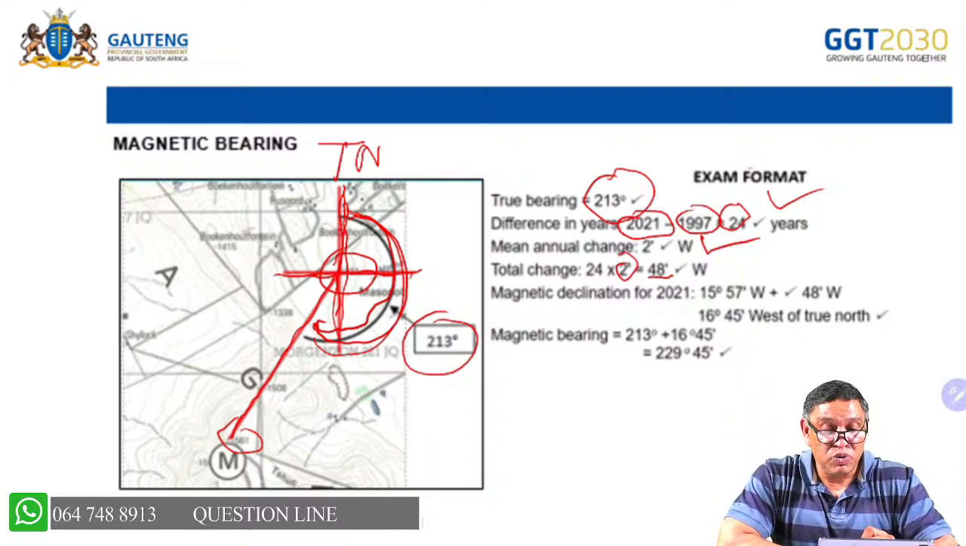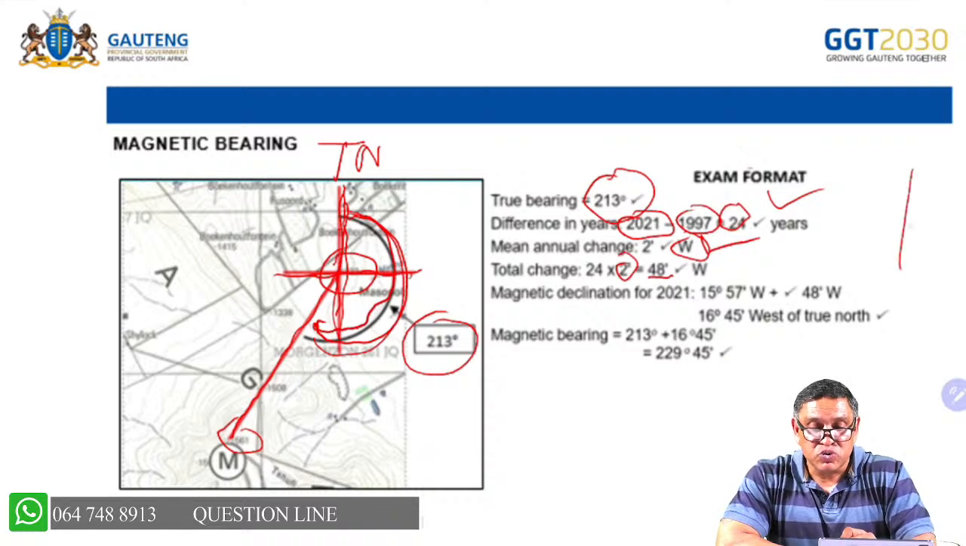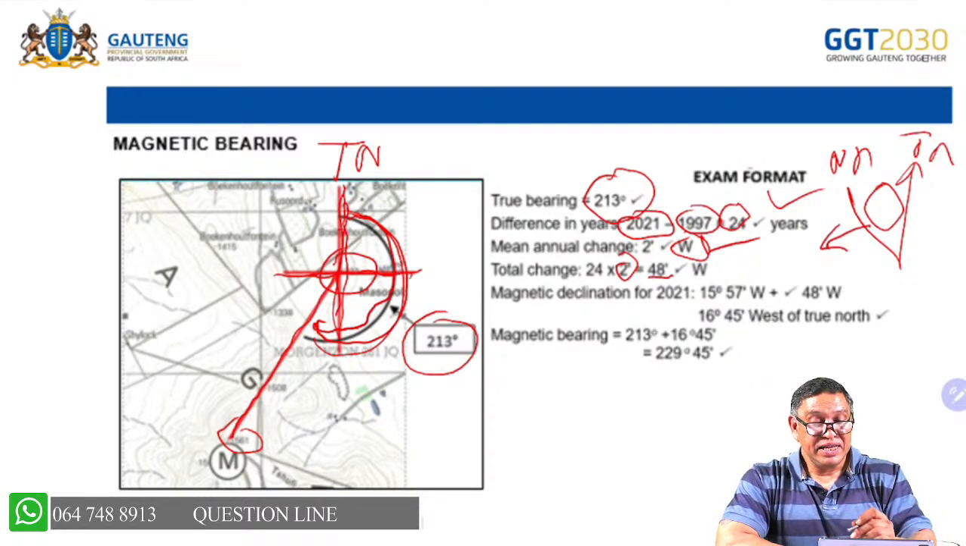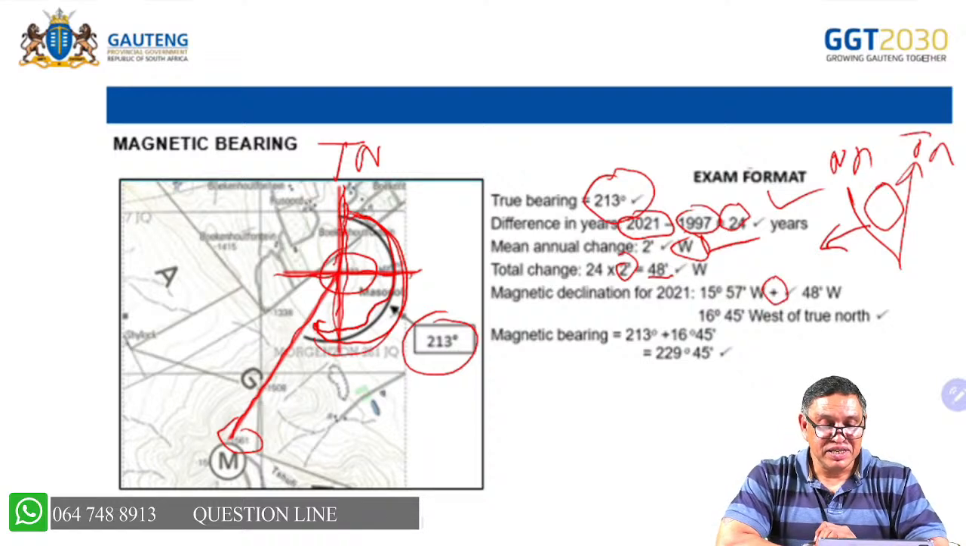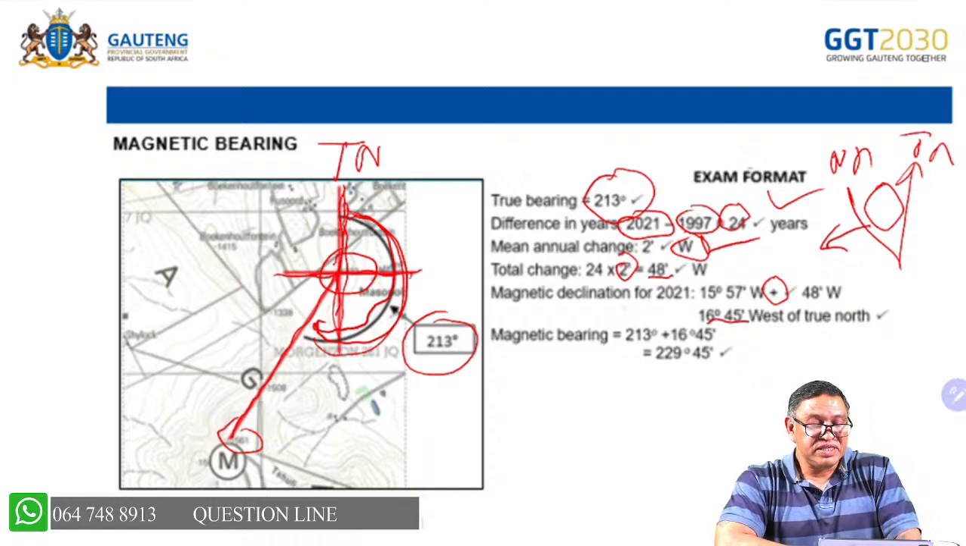to 2021. Now, because the change is westwards, there's the true north there, there's the magnetic north. All right, and the change is westwards. The angle is getting bigger. So we have to add the 48 minutes. We add them up, and of course it comes to 16 degrees 45 minutes.